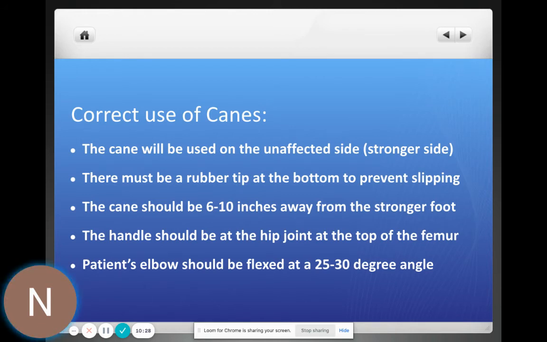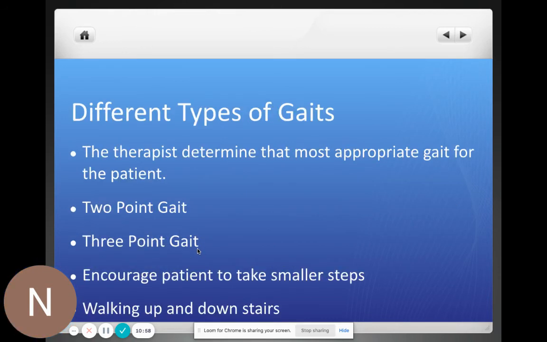Okay. So again, if I had a right-sided stroke, the left side would be my weak side. The right side would be my good side or strong side. So that would be where the cane would be. I check the tips at the bottom, the rubber tips, and I want the cane to be 6 to 10 inches away from that unaffected side. How we know it's tall enough, the handle should be at the top of the hip bone, and then the elbow is just barely flexed, again at a 25 to 30 degree angle.